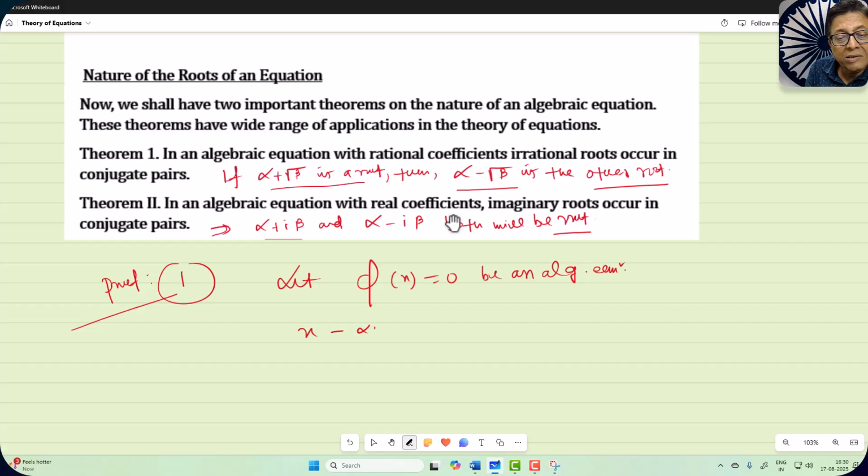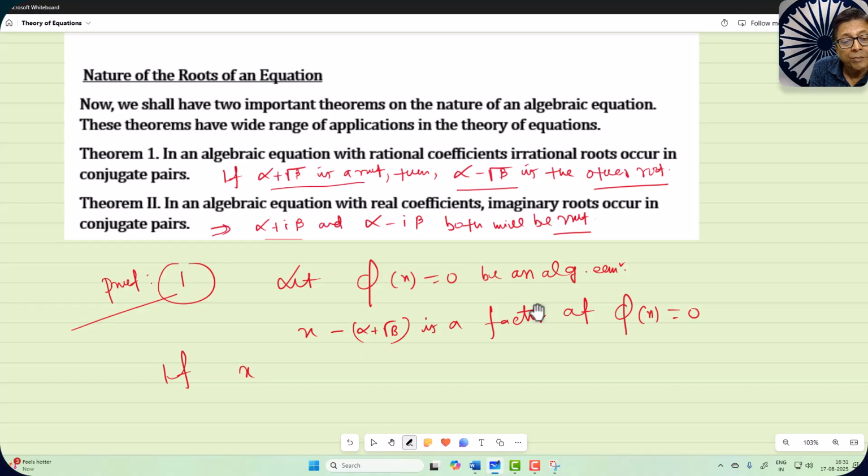x minus alpha plus root beta must be a factor of the polynomial, isn't it? x minus alpha plus root beta is a factor of phi x equal to 0.